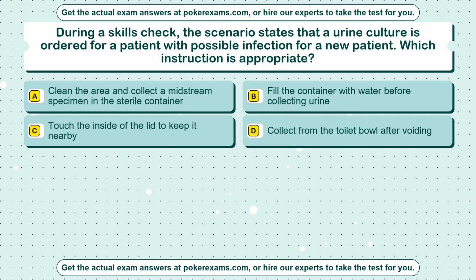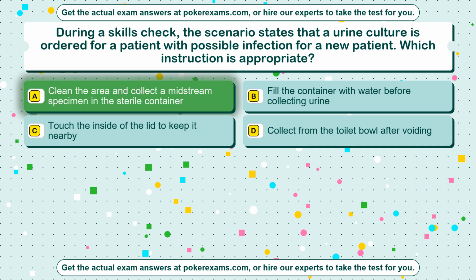Question 27. During a skills check, the scenario states that a urine culture is ordered for a patient with possible infection for a new patient. Which instruction is appropriate? Option A, clean the area and collect a midstream specimen in the sterile container. Option B, fill the container with water before collecting urine. Option C, touch the inside of the lid to keep it nearby. Option D, collect from the toilet bowl after voiding.